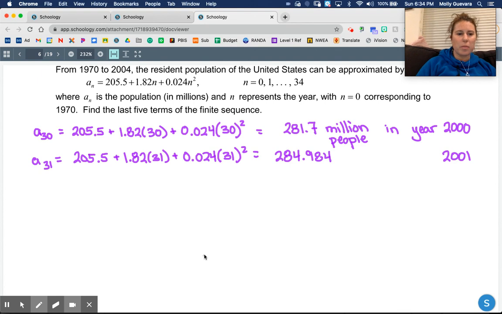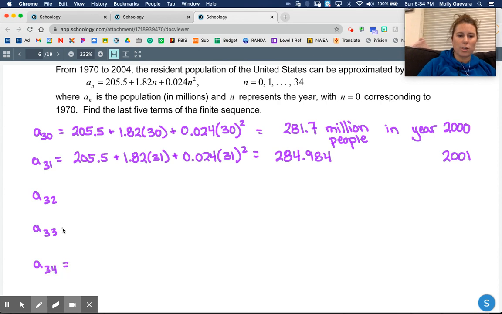Go ahead and find the next 3, right? Because we want the last 5 terms. So go ahead and find a sub 32, a sub 33, and a sub 34. And when you're ready, check your work, hit play, and we'll have the answers here for you.